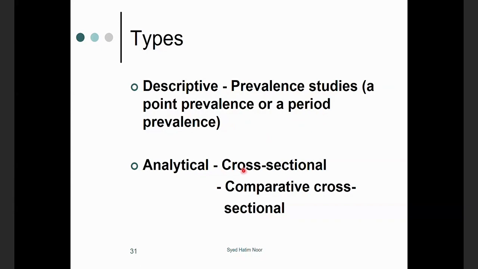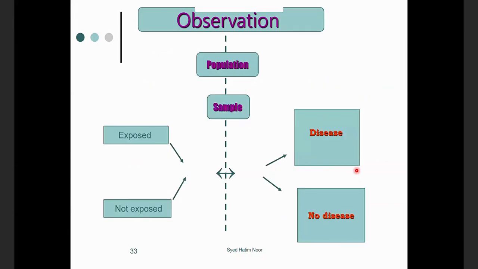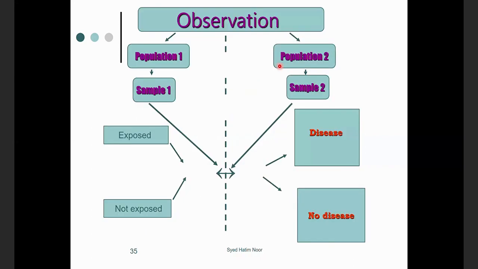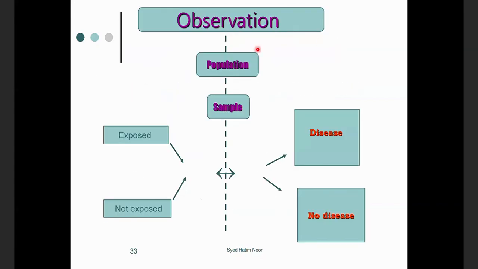And then we have analytical. We have the classical cross-sectional and the comparative cross-sectional. Comparative means you have two different populations. For the classical cross-sectional, from the one population you withdraw a sample.